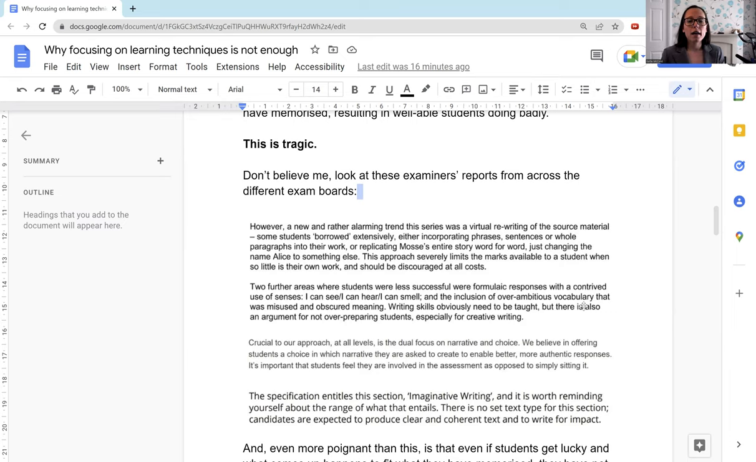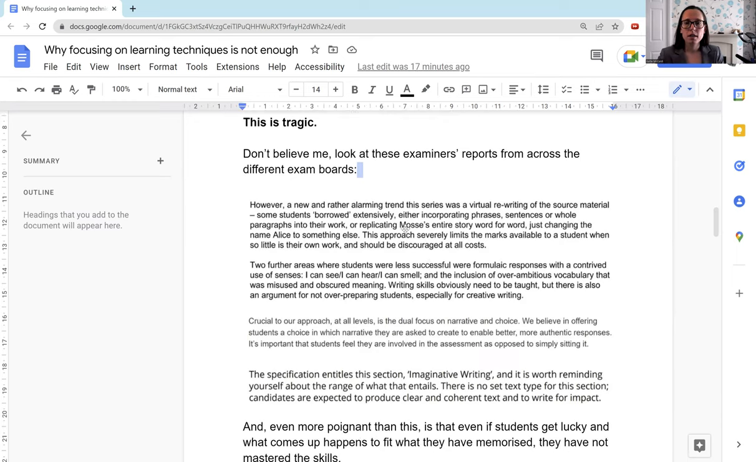Or it says that two further areas where students were less successful were formulaic responses with a contrived use of senses, for example, here. And so what that's saying is that an examiner can tell whether a student is writing authentically, spontaneously, and answering the question, or whether they're just memorizing what they have been taught, memorizing a passage and just trying to jemmy that in. And that's from an AQA exam board examiner's report.